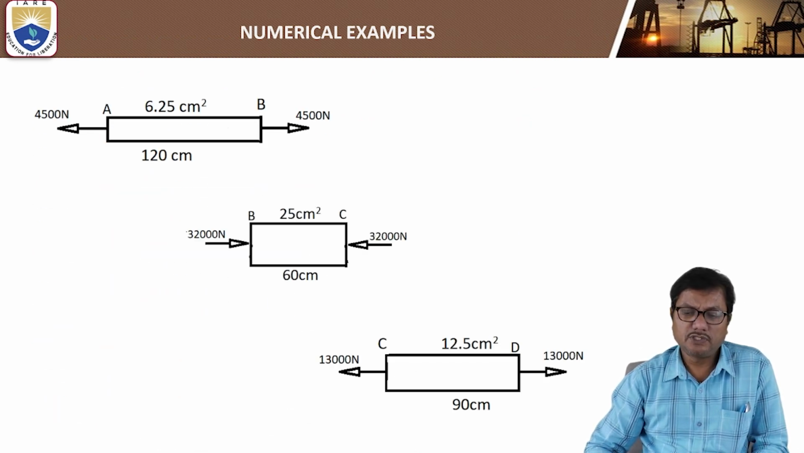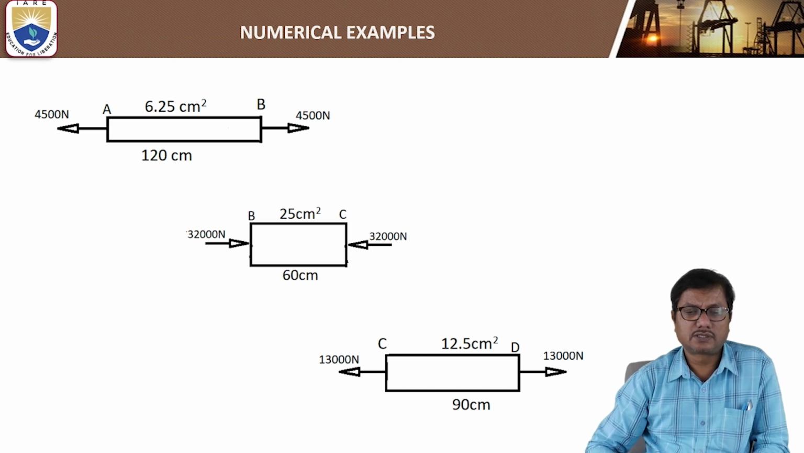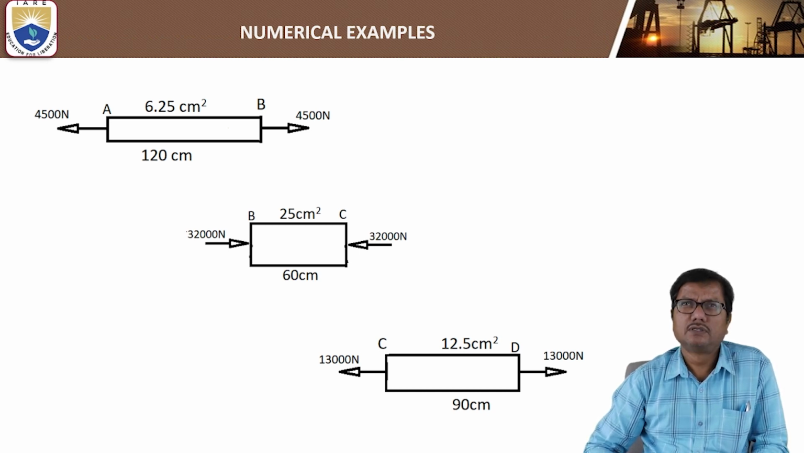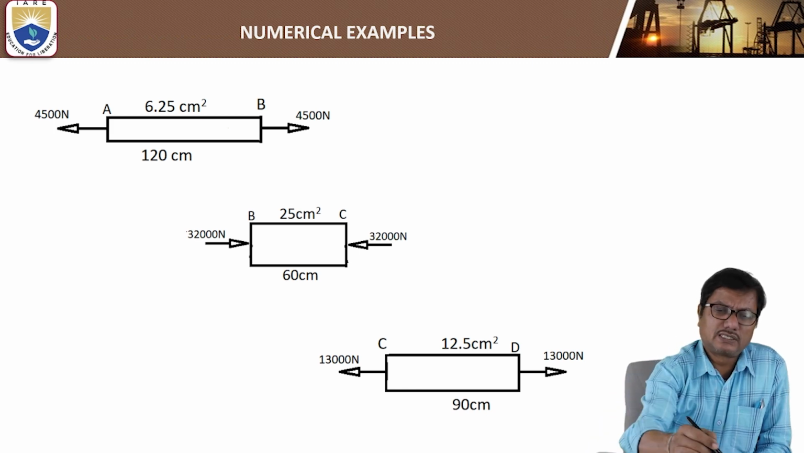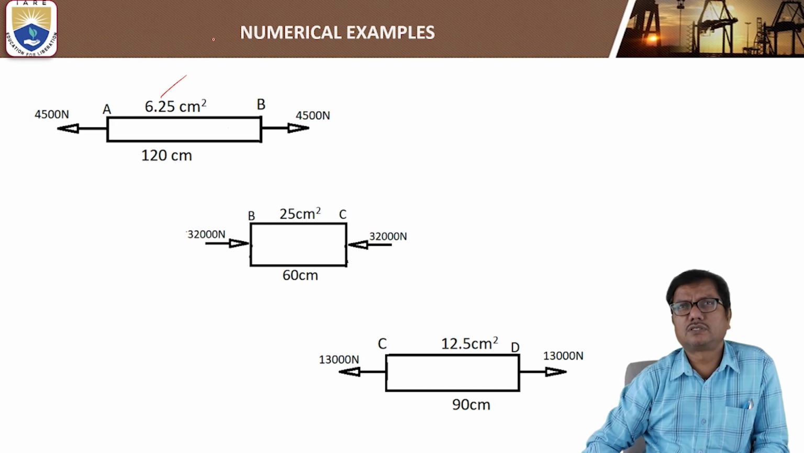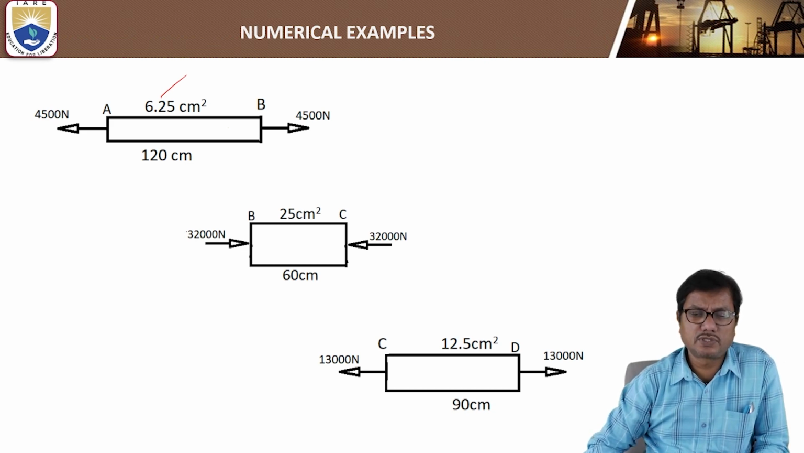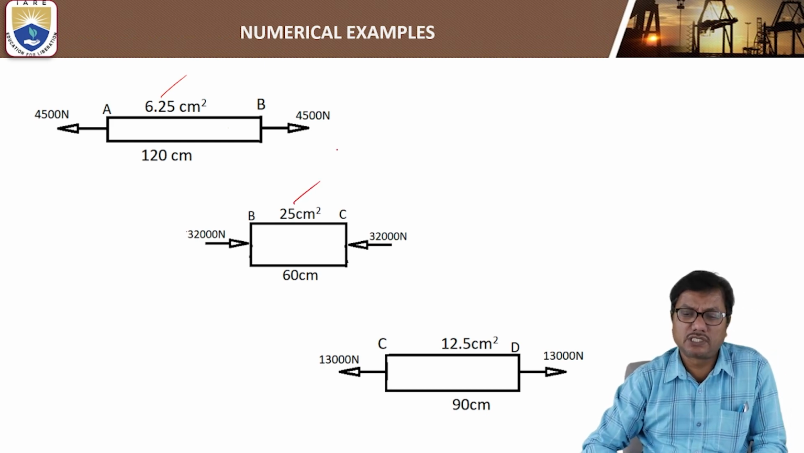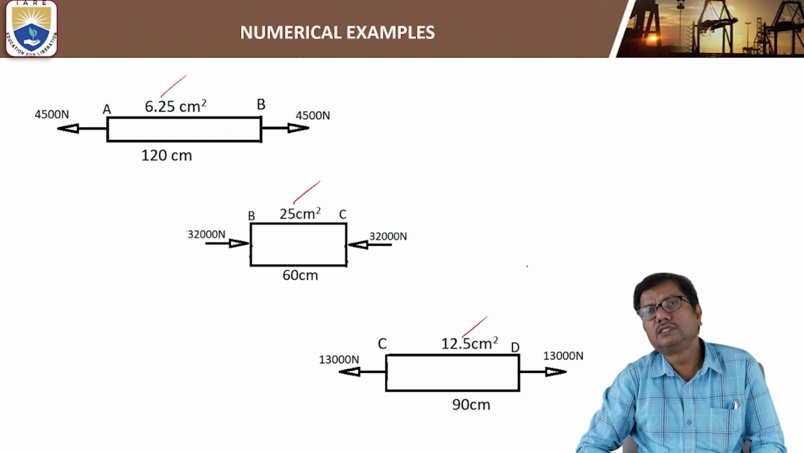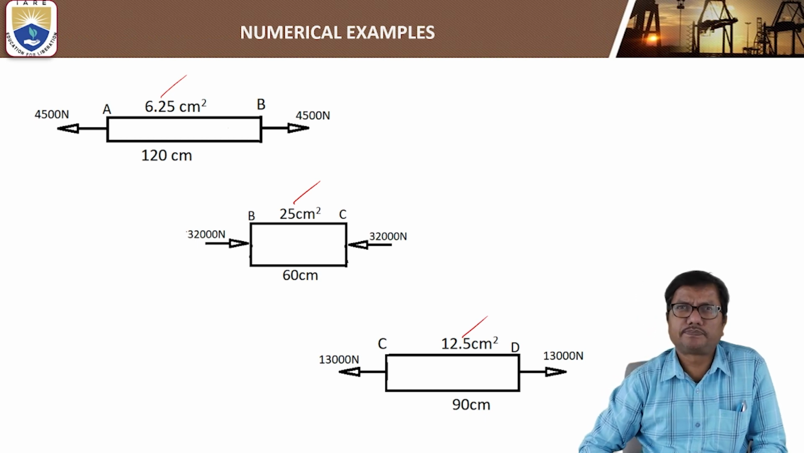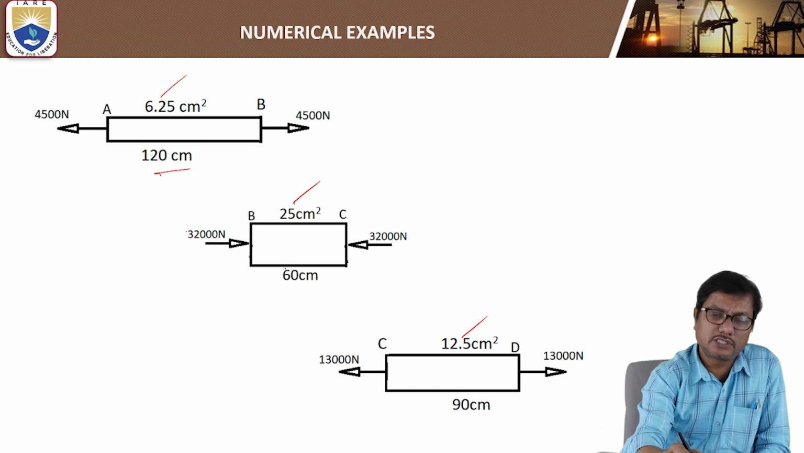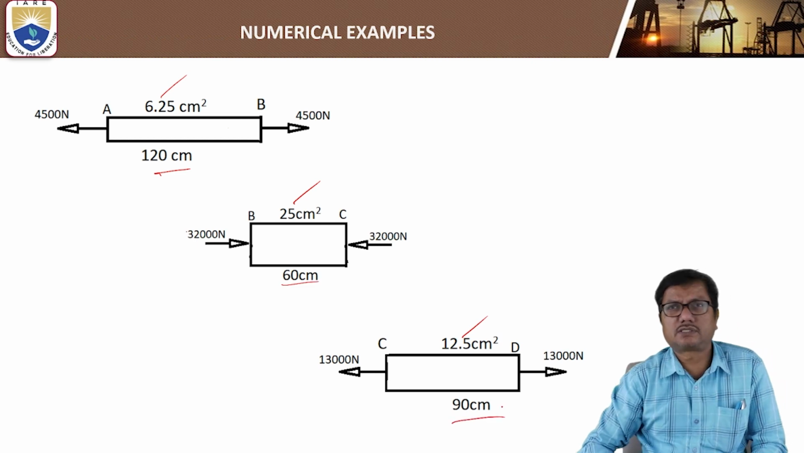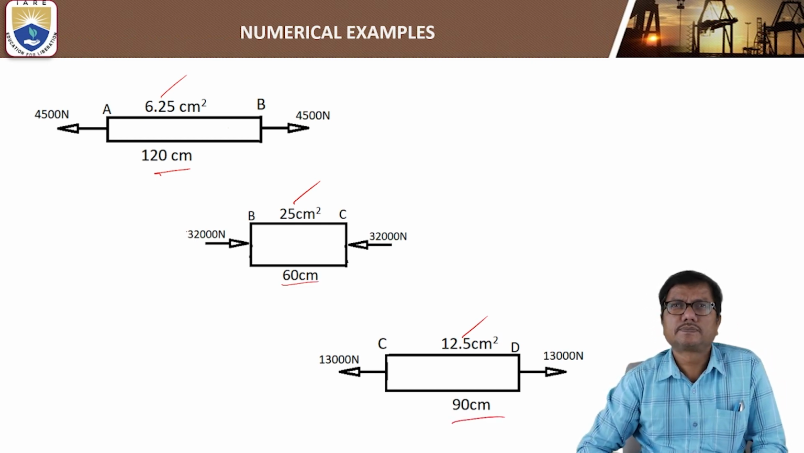Now the free body diagrams of each segment. Areas are given, lengths are given. The areas of portions AB is 6.25 centimeter square, BC 25 centimeter square, CD 12.5 centimeter square. And the lengths are 120 centimeters, 60 centimeters, and 90 centimeters, respectively.